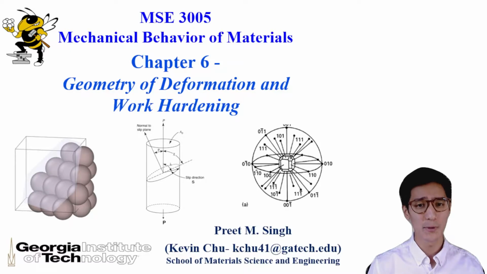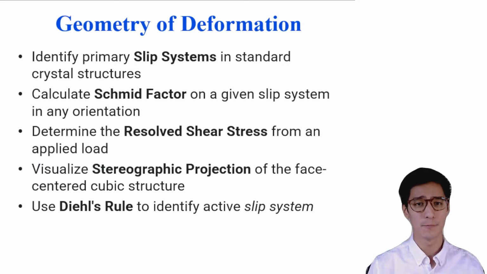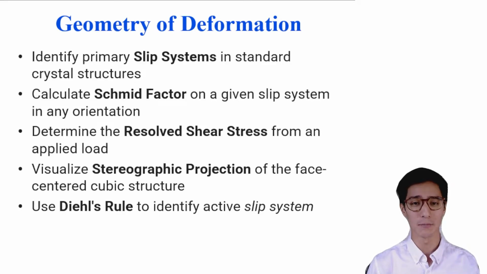This lecture can be split into two halves, the geometry of deformation and theories of work hardening. From the geometry of deformation section, you should be able to identify primary slip systems in standard crystal structures. Calculate the Schmid factor on a given slip system in any orientation. Determine the resolved shear stress from an applied load. Visualize the stereographic projection of the face-centered cubic structure, and use Diehl's Rule to identify the active slip system for any load.